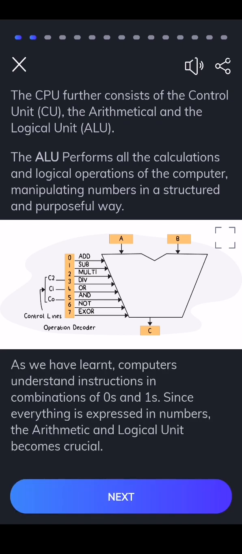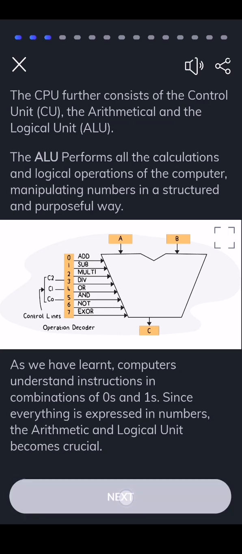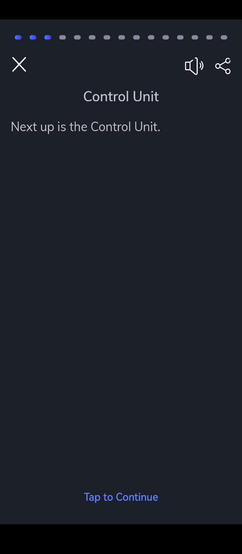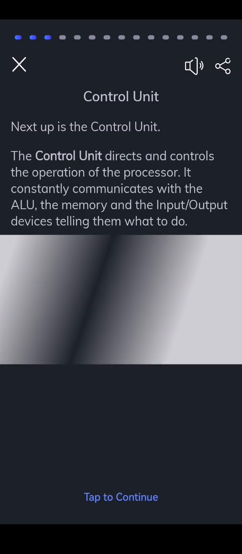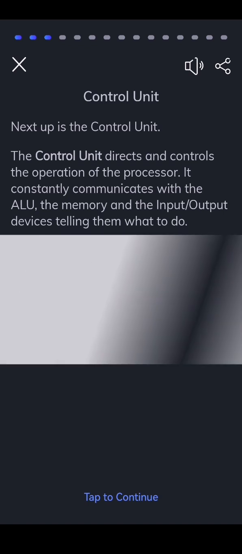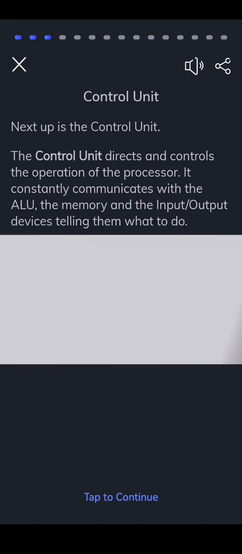As we have learned, computers understand instructions in combinations of zeros and ones. Since everything is expressed in numbers, the arithmetic and logical unit becomes crucial. Next up is the control unit. The control unit directs and controls the operation of the processor. It constantly communicates with the ALU, the memory, and the input/output devices, telling them what to do.